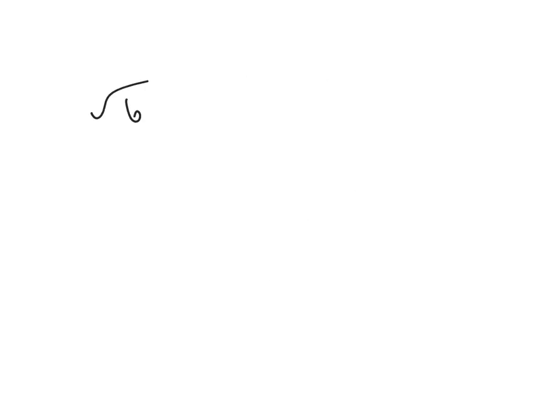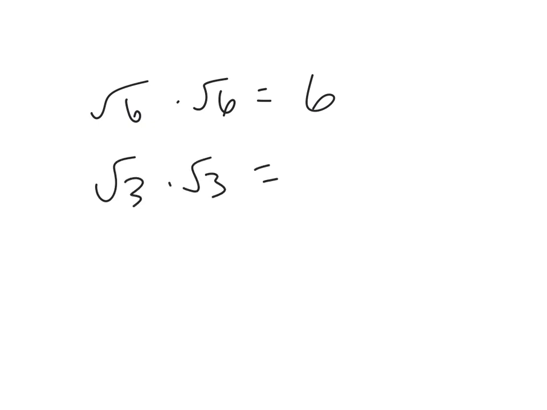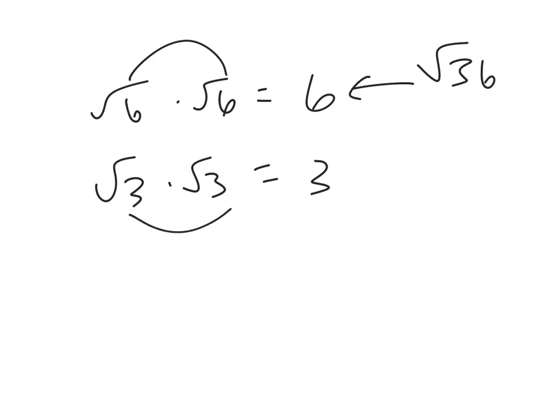So if I had radical 6 times radical 6, that's going to be 6. If I had radical 3 times radical 3, that's going to be 3. Because really, 6 times 6 is 36, right? Isn't the square root of 36 6? 3 times 3 is 9. Isn't the square root of 9 3? So any radical times itself is the number underneath the radical.